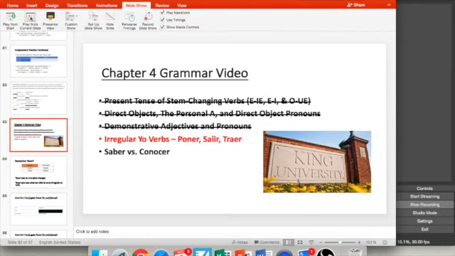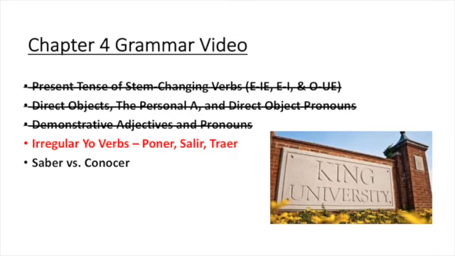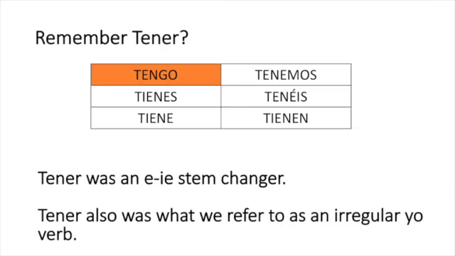You may recall learning about tener back in chapter 2. Tener is the verb in Spanish that means to have. And as we conjugated tener, we got tengo, tienes, tiene, tenemos, tenéis, tienen. Well, at the time, we told you just to memorize this because it was an irregular verb. And that's true. It is irregular. However, now you can kind of break it down.